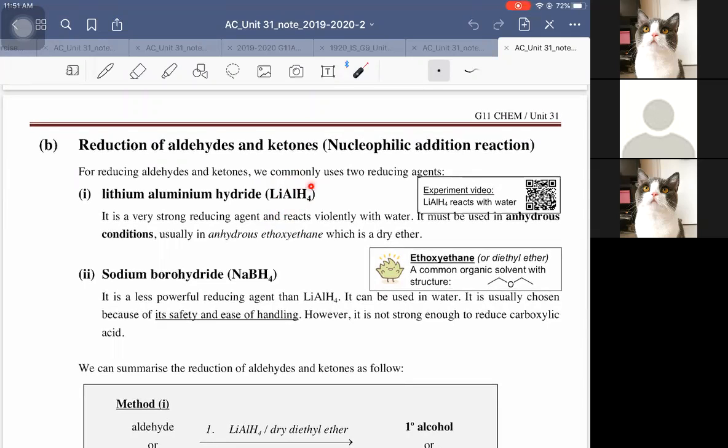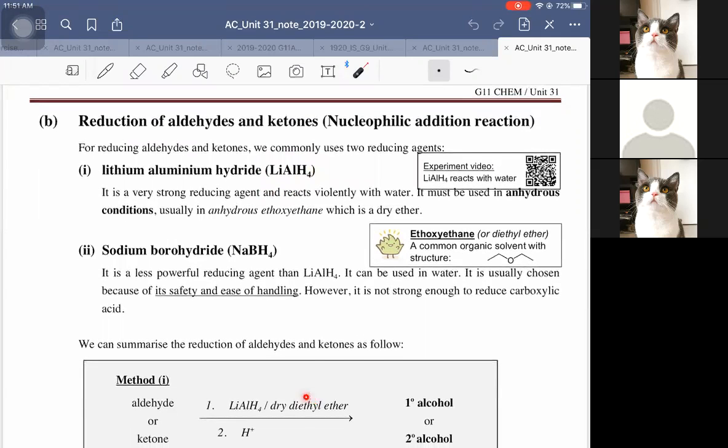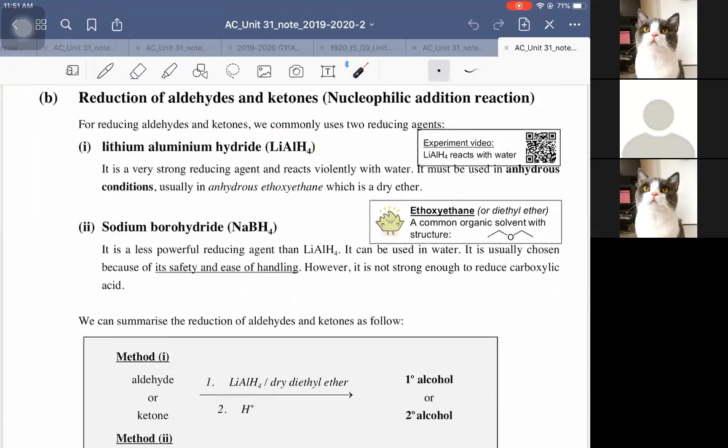Okay, so here we can choose one of the reagents. The first choice is lithium aluminium hydride, and the condition should be used with dry diethyl ether, or just dry ether. Okay, and then it's a two-step reaction. So first, after you treat it with lithium aluminium hydride, then you need to put it in acid.